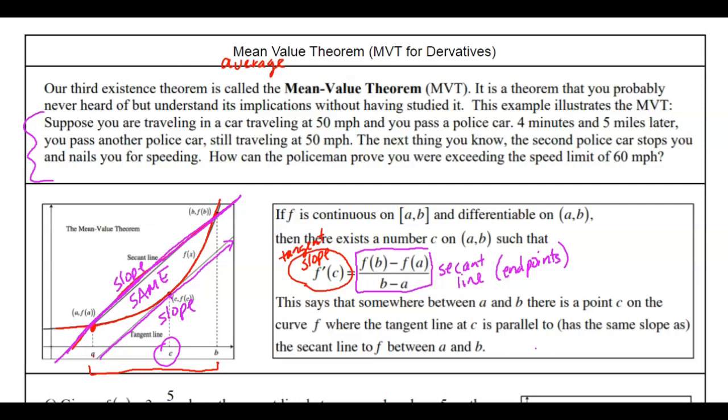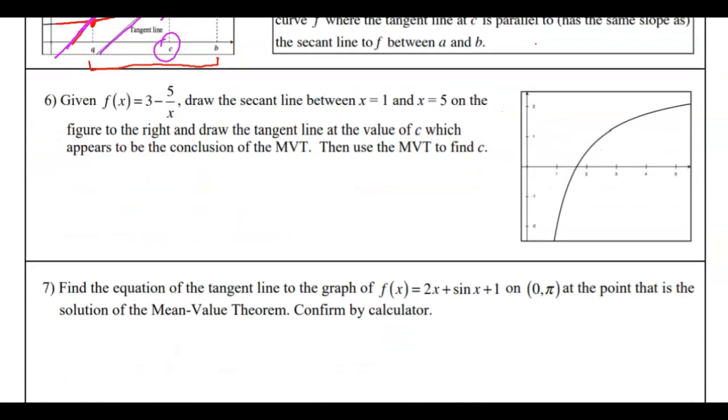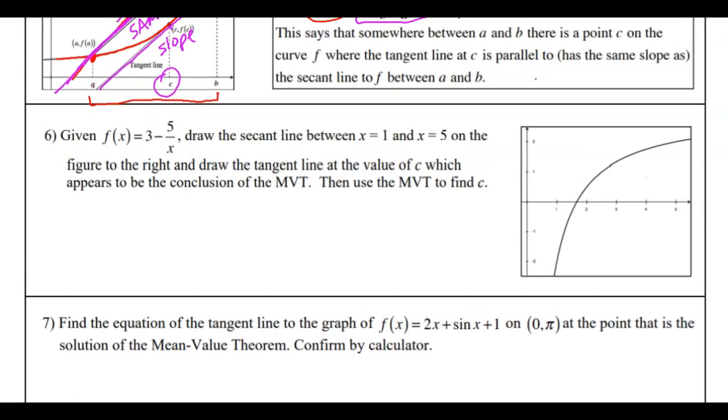Now, one of the implications is this. So if you're traveling in a car at 50 miles per hour and you pass a police car 4 minutes and 5 miles later, you pass another police car still traveling at 50 miles per hour. The next thing that you know, the second police car stops you and nails you for speeding. How can he prove that we were exceeding the speed limit of 60? So think about that. All right, so let's do an example.